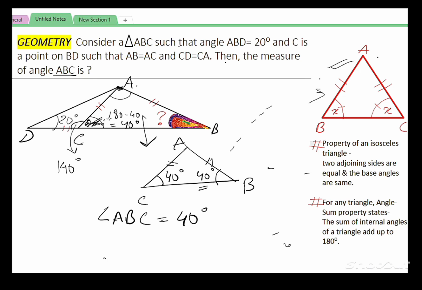Let's recap a few rules that we discussed. The first one being that an isosceles triangle has this property where its two adjoining sides are equal, and then the base angles in between them are also equal. The second property is the general property for any triangle with three sides, where the internal angles add up to 180 degrees. And the third logic that we applied today was that of a linear pair, where you have two angles, and if they are lying on a straight line, then they add up to 180 degrees.